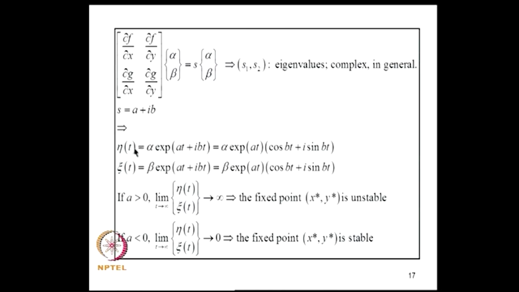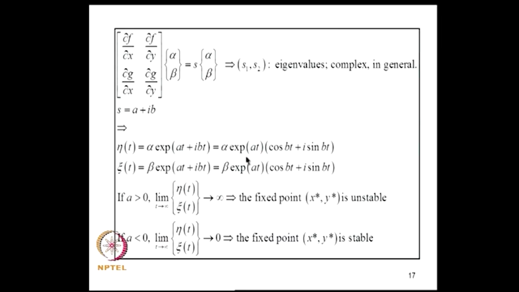Now, the solution therefore can be written as some alpha into exponential (A t plus i B t), and this I can write as alpha into e raised to A t into (cos B t plus i sin B t). Similarly, I will write a solution for xi of t. Now, the modulus of this exponential function e raised to i B t is 1, so this also has modulus 1. Therefore, as time becomes large, if we are interested in observing whether eta of t and xi of t grow or not, we should look at how this multiplier behaves.